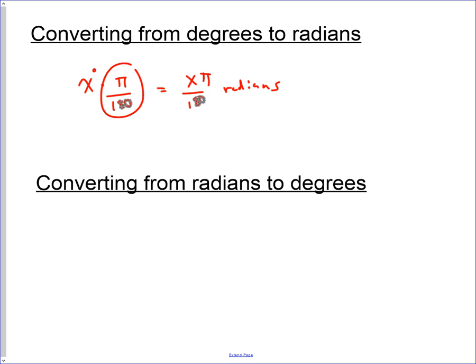So for instance, if you've got a 90-degree angle and you want to convert it to radians, you multiply by pi over 180 degrees. 90 goes into 180 2 times, and so it's pi over 2.